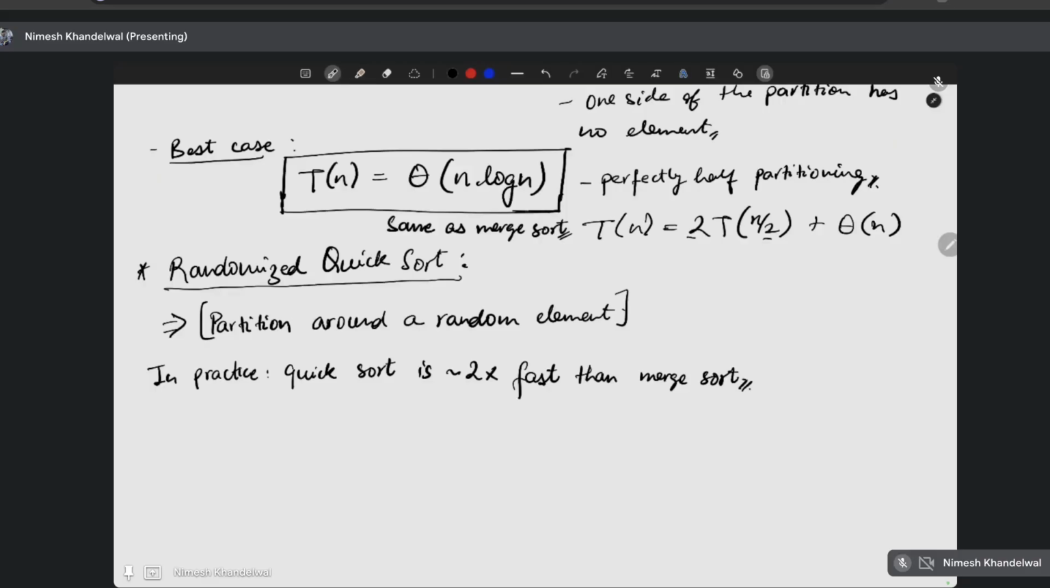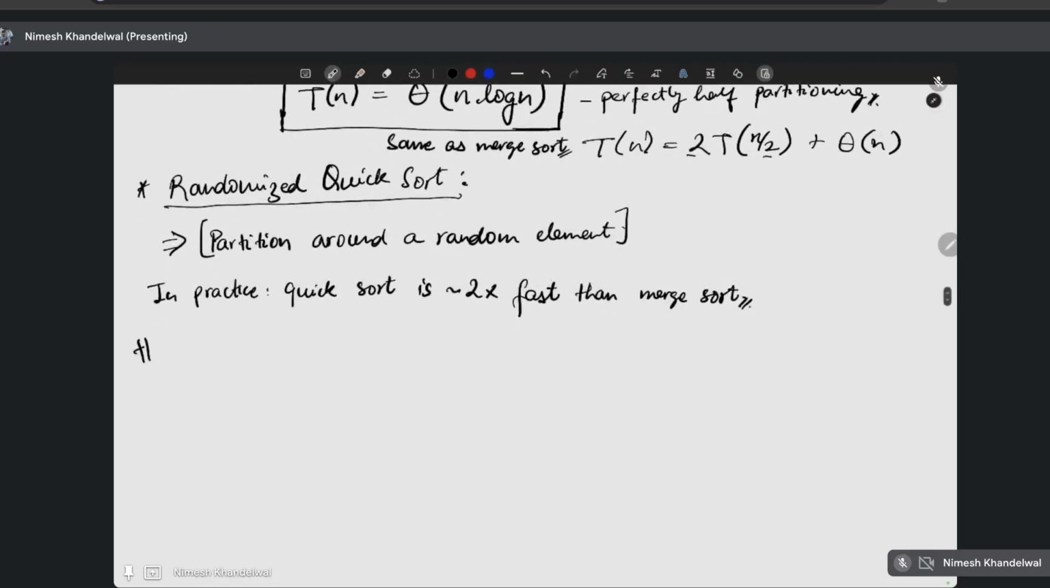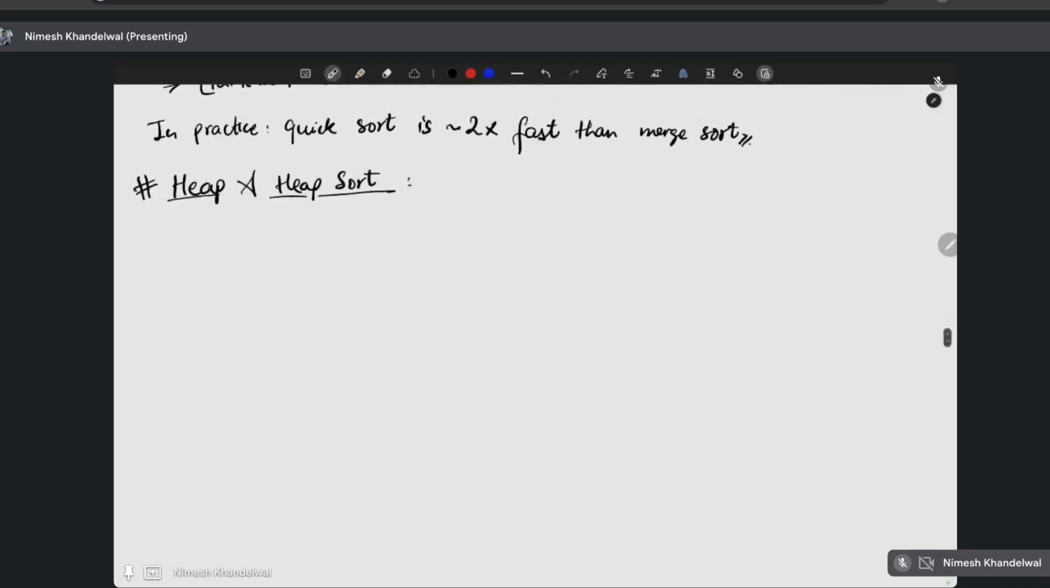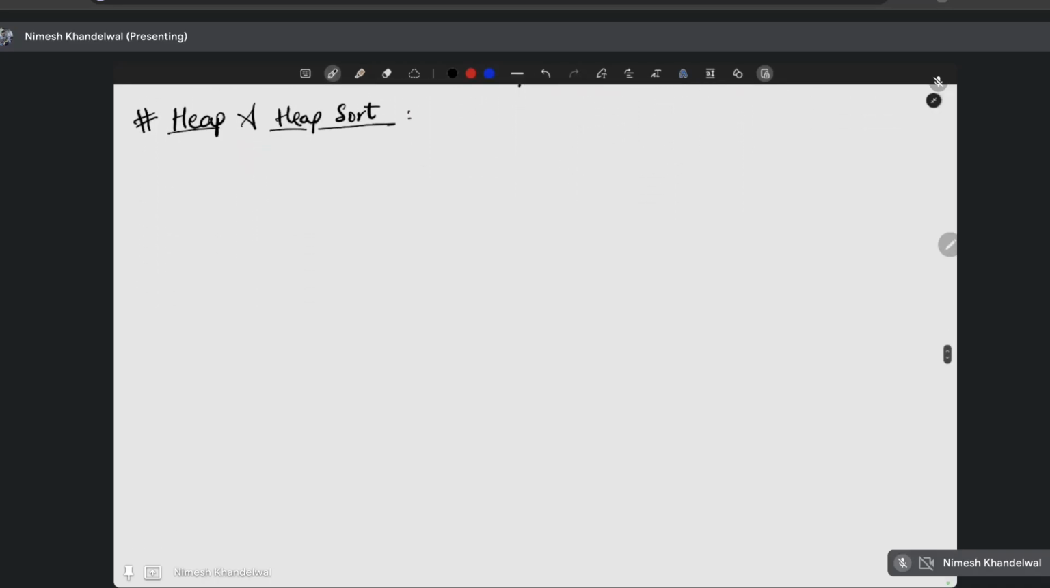Okay, now let's quickly discuss heap and heap sort as well, because to understand heap sort, we need to first understand what a heap is and how heaps are used for sorting.